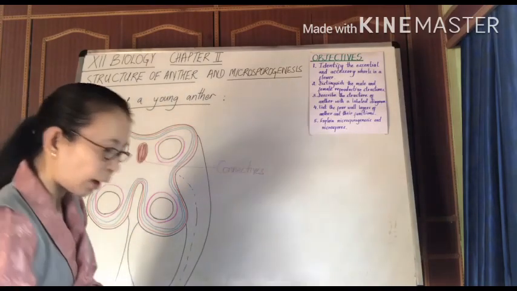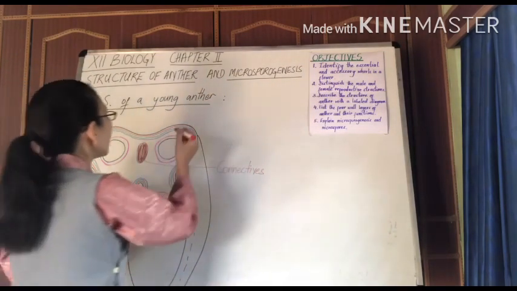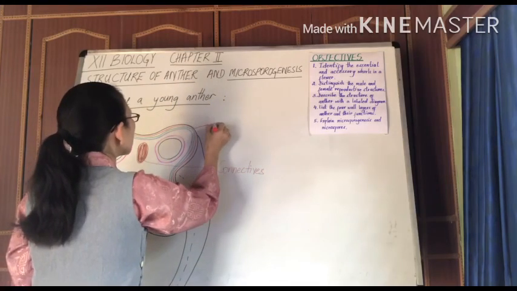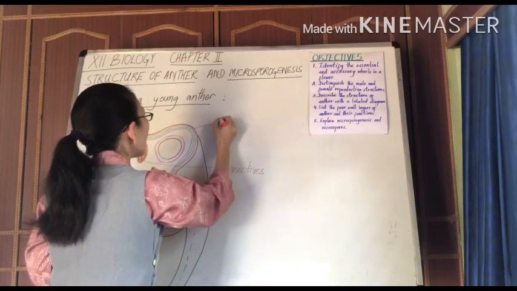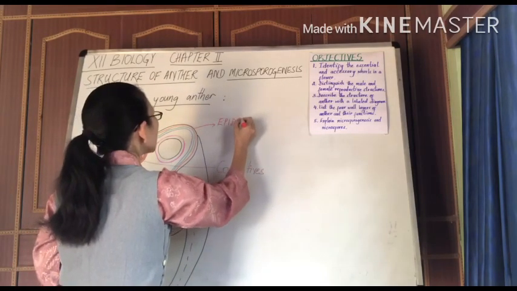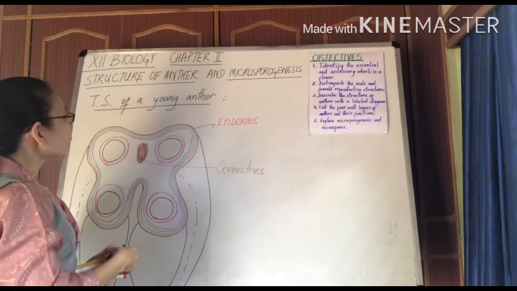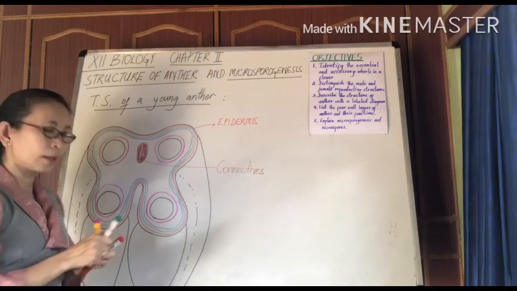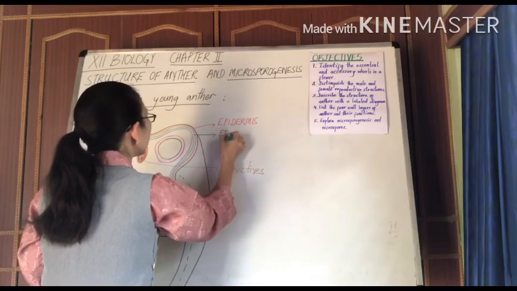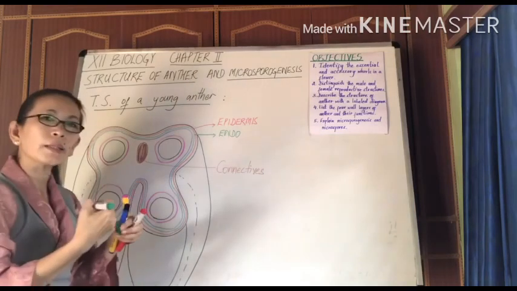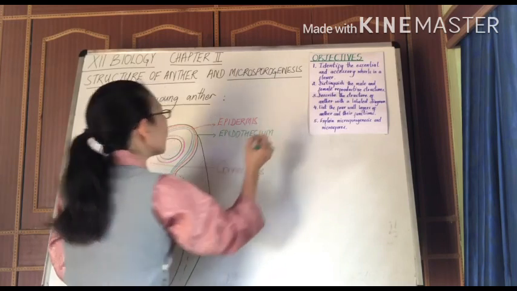Then if we go into the 4 wall layers, which are these 4 wall layers? From the outer side we have a layer which is called the epidermis. Here I'm showing the layer with a red color. So the outermost layer is the epidermis. Under the epidermis, it is followed by yet another layer which I have shown here in green color, and this layer is called the endothecium. It is endo because it is beneath, inside of the epidermis.